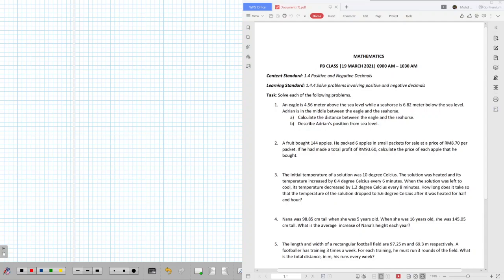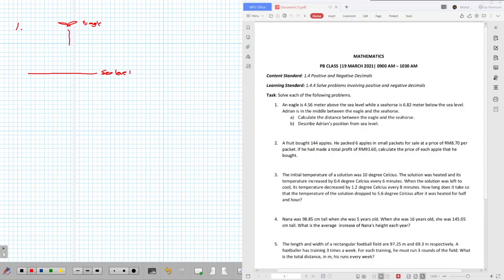So this is the type of problem that we will see for this topic. As you can see, the first question asks about an eagle that is 4.56 meters above the sea level, while a seahorse is 6.82 meters below the sea level. For the question we need to illustrate. Just assume this is the sea level, then an eagle. Just write an eagle here.